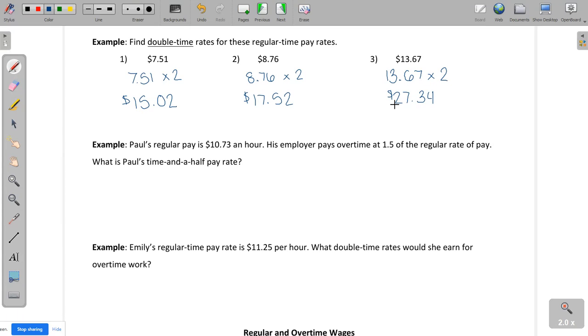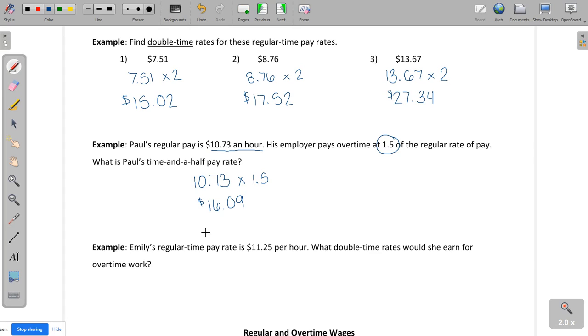Okay, let's look at this other example. Paul's regular pay is $10.73 an hour. His employer pays overtime at time and a half of the regular pay rate. What's Paul's time and a half pay rate? So we're going to take his hourly pay and multiply it by time and a half, so 1.5. And when we multiply that out, we get $16.09. So Paul is going to be paid $16.09 for each hour past his regular workday.